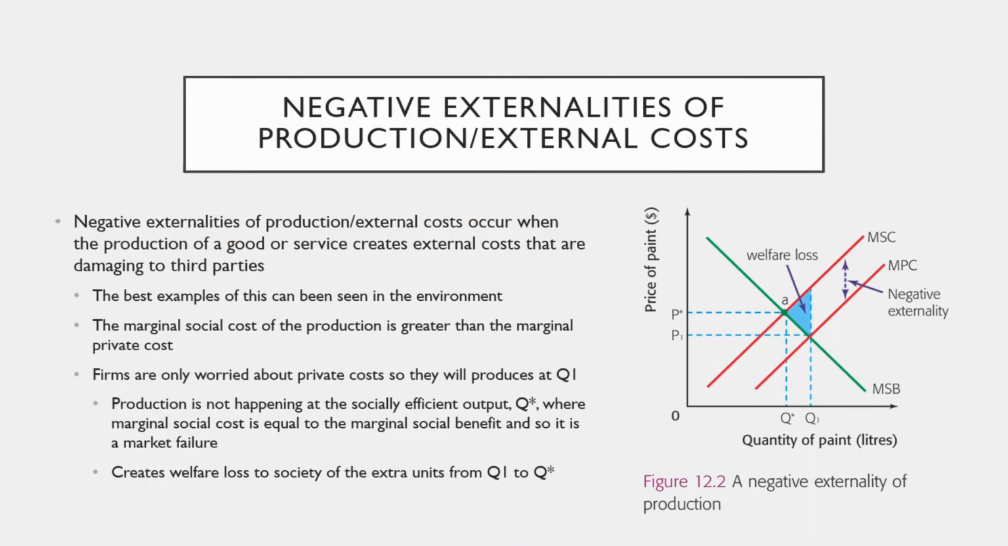So for negative externalities of production, this occurs when the production of a good or service creates external costs that are damaging to third parties. You see these a lot with factories and the environment. The marginal social cost is going to be greater than the marginal private cost. It's going to hurt society as a whole more than the private individual. Firms are not concerned about the social cost, so they're going to be at P1 and Q1. So the government needs to internalize this externality by doing a response.